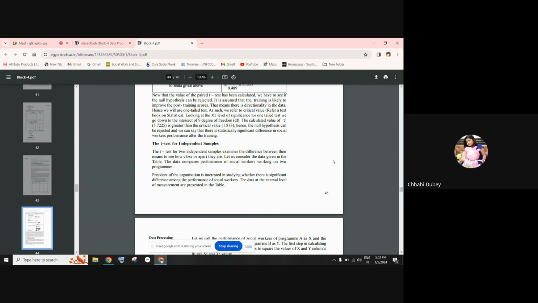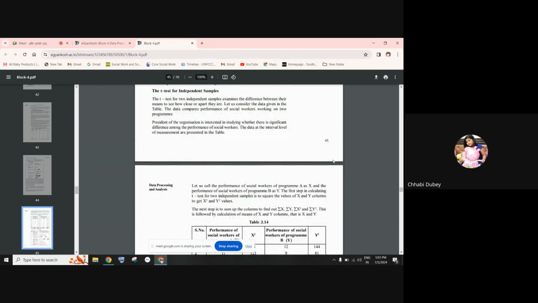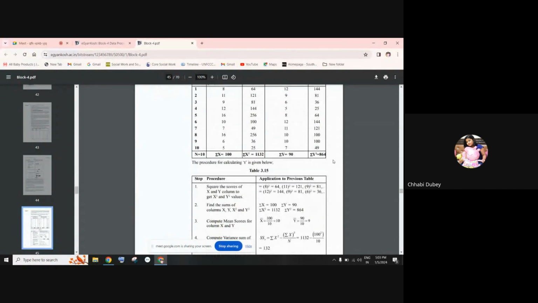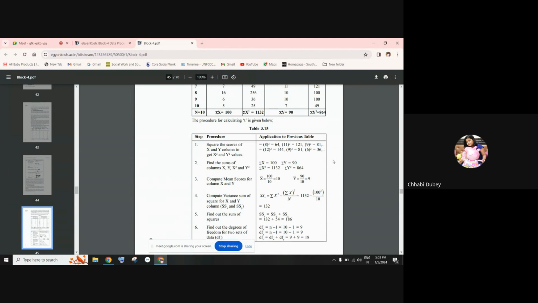Now, then there is a t-test for independent samples. It examines the difference between their means to see how close or apart they are. How close or apart the different samples are. So they have again tried to calculate this independent t-test for independent samples by using this particular example. And again, this is the total procedure of finding the t-test.